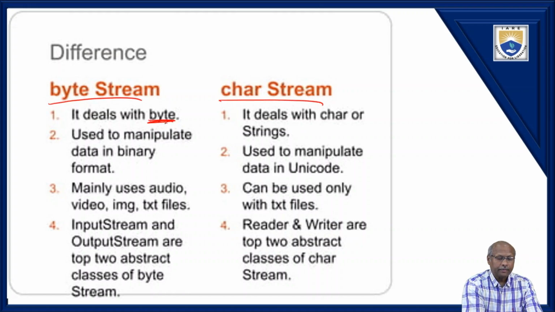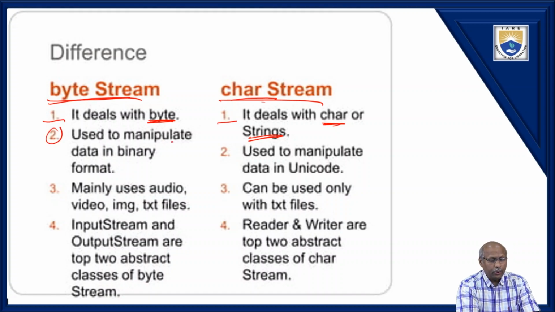Byte stream deals with bytes, whereas character stream deals with characters or strings. So whenever you are dealing in terms of string format, go for character stream. Whenever you are dealing at the byte level, that means low level, always go for byte stream. This is the first point. The second point: byte stream is used to manipulate data in binary format, so that you can write the data in byte form. In the case of character stream, it is used to manipulate data in Unicode. Unicode is one of the character encoding formats.